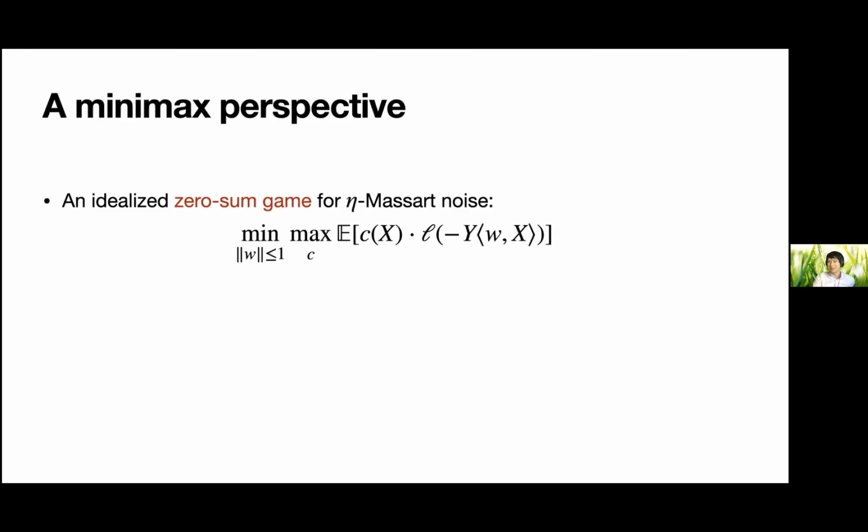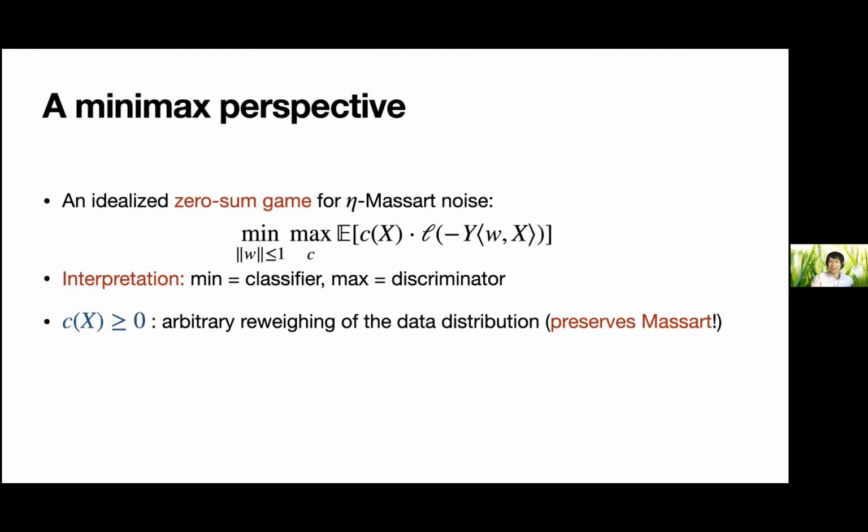There are 2 players, a min and a max. The min is trying to pick the half space W, and the max player is trying to reweight the distribution of data. C of x is just an arbitrary function which is non-negative, and maybe has some normalization, like the expectation of C of x is 1.